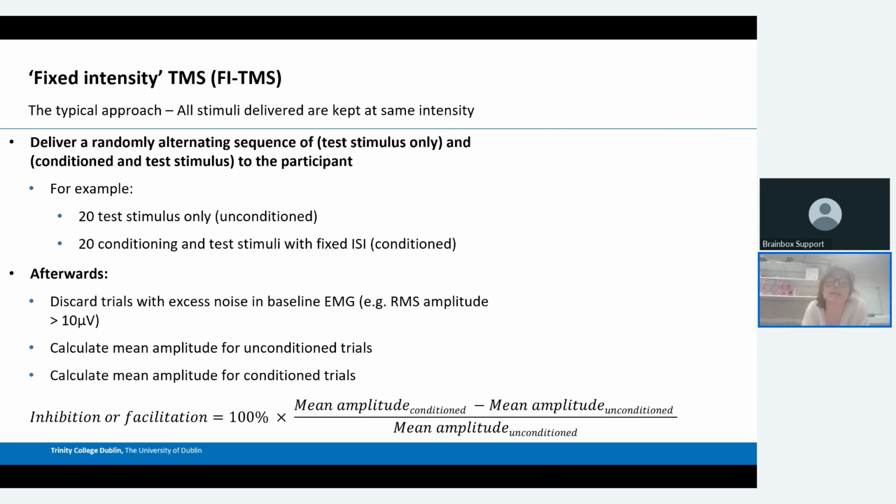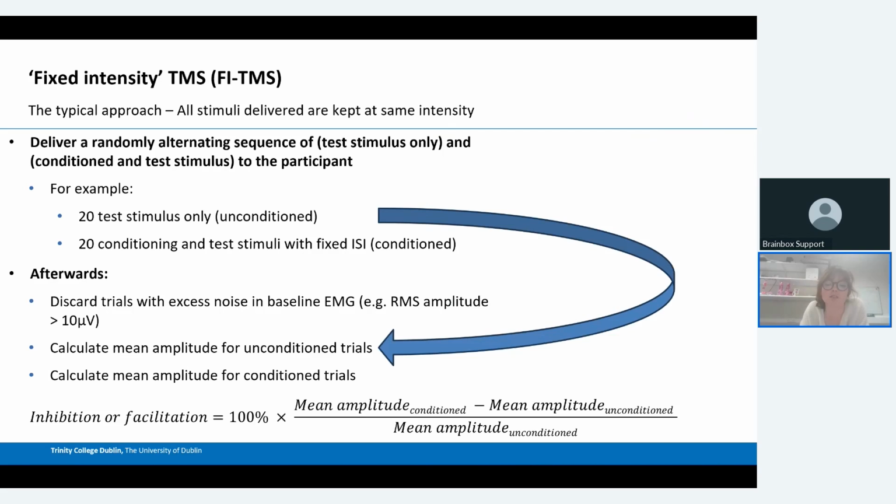And then, as I said, we're going to get the mean of our amplitude response where we only gave the test stimulus, which we call the unconditioned mean amplitude. And we're going to get the mean when we applied the pairs of pulses, which we call the conditioned mean amplitude. And then we plug it into this formula, or small variations of this formula, which essentially tell us how much relatively bigger or smaller did the mean amplitude get when we added in the conditioning stimulus compared to when it wasn't there.